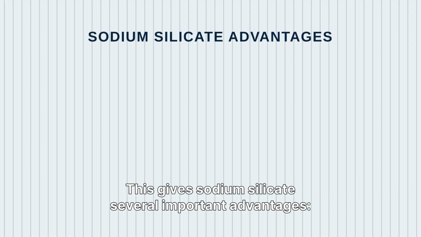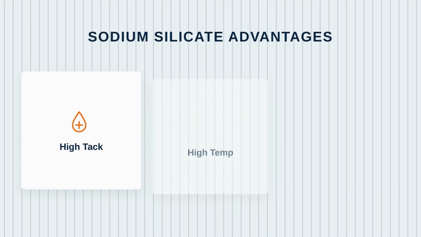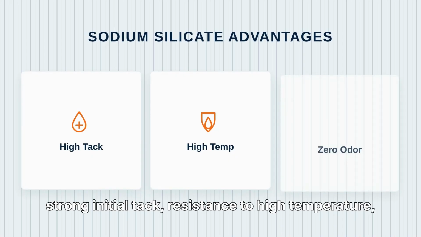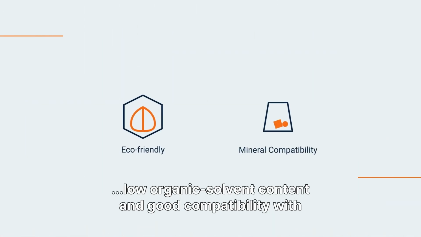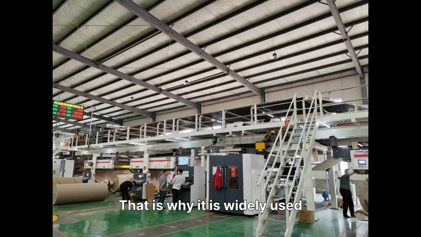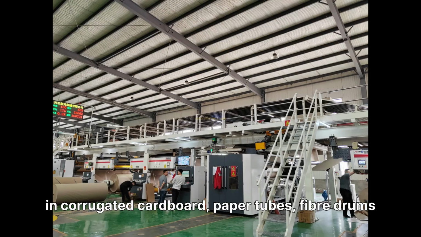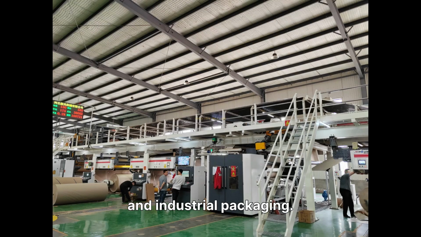This gives sodium silicate several important advantages: strong initial tack, resistance to high temperature, low odor, low organic solvent content, and good compatibility with mineral surfaces. That is why it is widely used in corrugated cardboard, paper tubes, fiber drums, and industrial packaging.